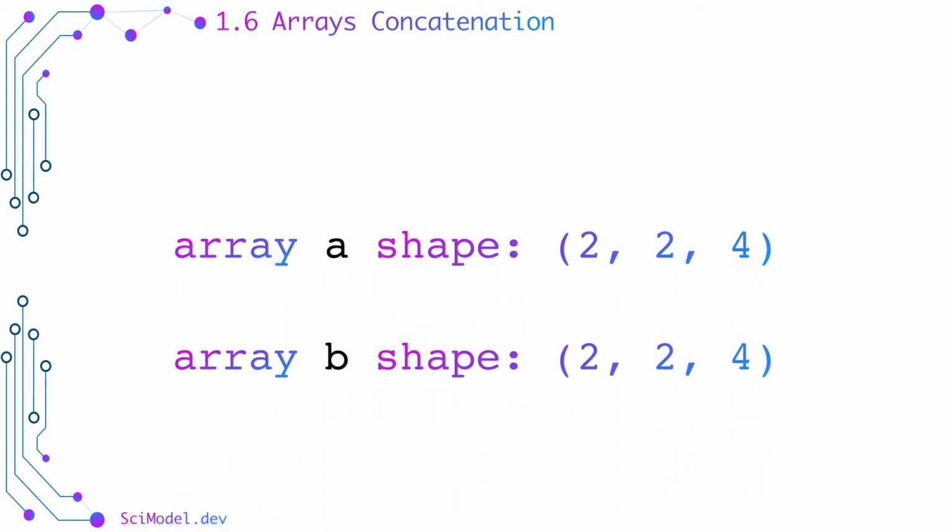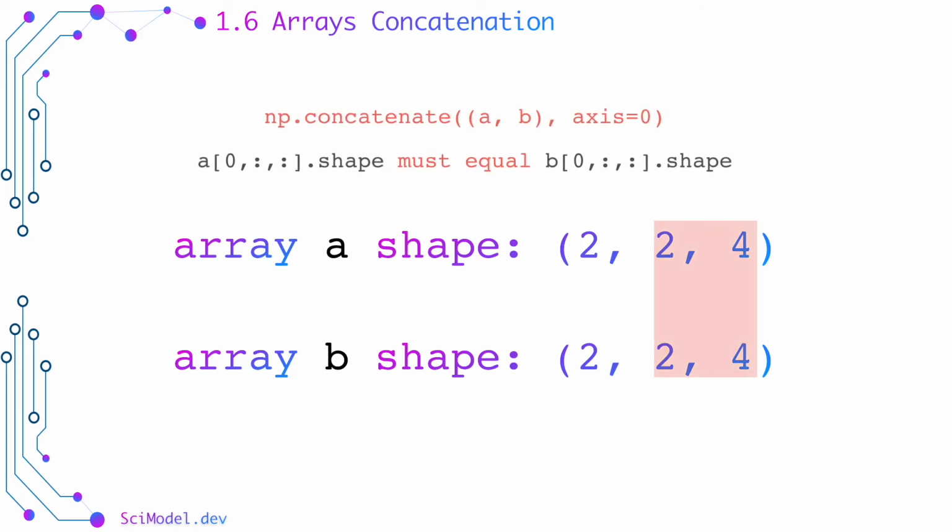When having a three-dimensional array, you need to match the shape of all axes except for the specified one in the concatenate function. Meaning that, if you concatenate two arrays along axis 0, then the length in axis 1 in both arrays A and B must be equal, and the length in axis 2 in both arrays A and B must also be equal.